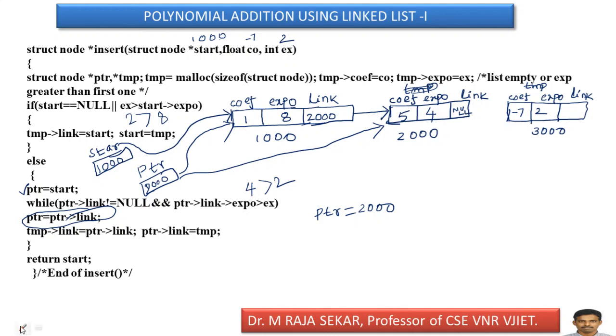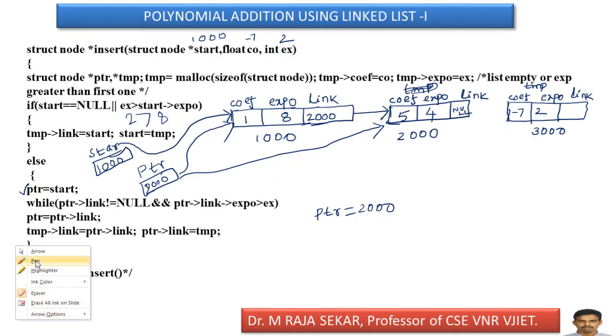Again you will go back to the loop. Now PTR arrow link, that is 2000 link. What is my 2000 link? Null, isn't it? Null not equal null is false. If one of them is false, you need not bother about the other condition. False and something is always false. Therefore this while loop will be terminated, meaning the immediate statement will be skipped and not executed. Now these particular statements will execute.